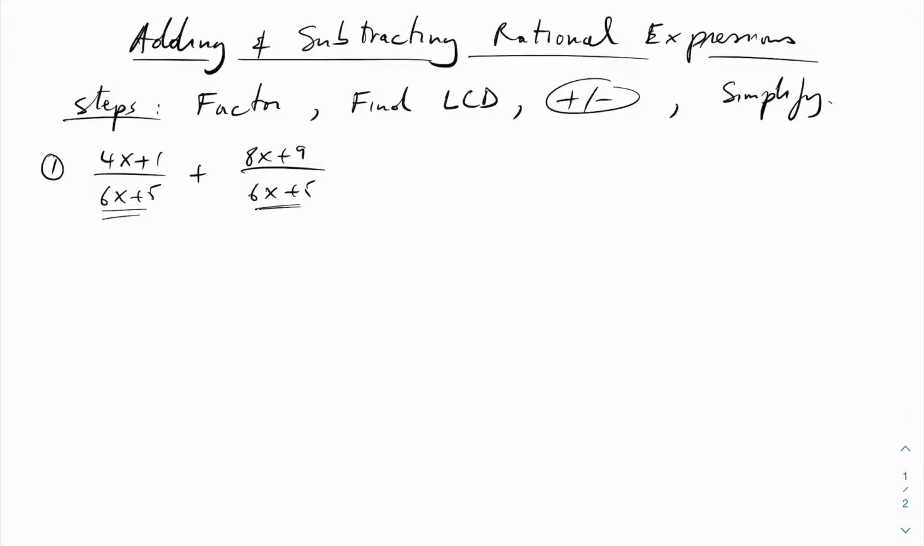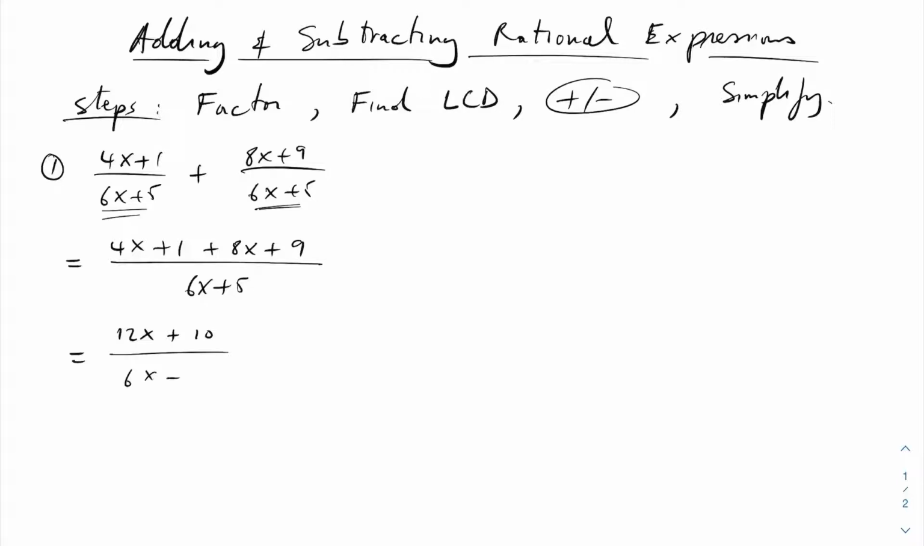The third step would be to add or subtract the numerators depending on what you have. Since we have an addition here, we're going to add both numerators while keeping them over their common denominator. That's going to be (4x + 1 + 8x + 9) divided by (6x + 5). The last step is to simplify it further. 4x plus 8x gives you 12x, and then 1 plus 9 gives you 10. In the denominator, you still have 6x + 5.